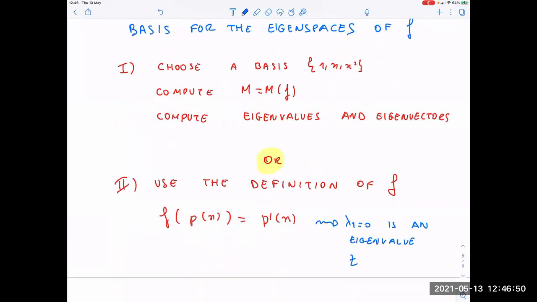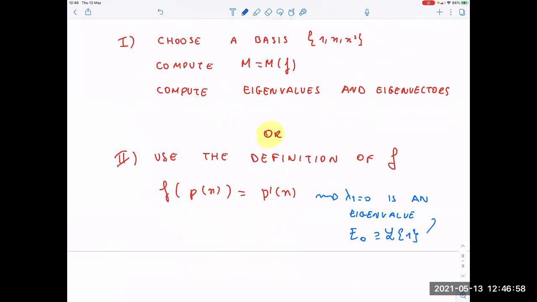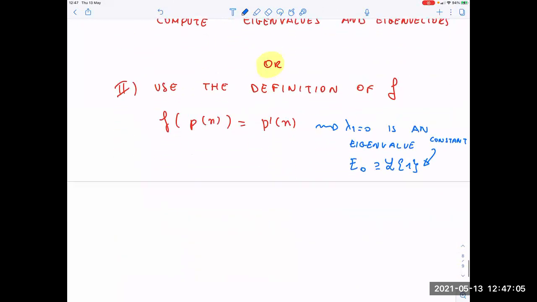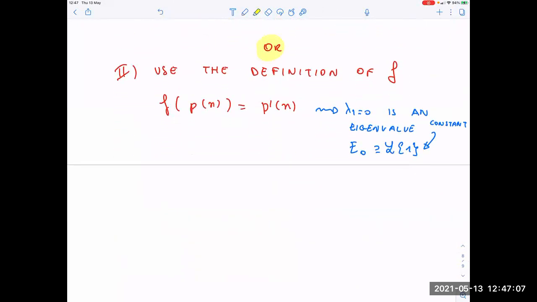And it also tells me that E of 0 contains the linear span of 1. What is this? Well, this is just the constant polynomials, because they have 0 derivative. Or what can we do more systematically?